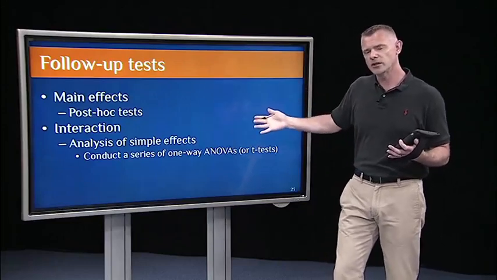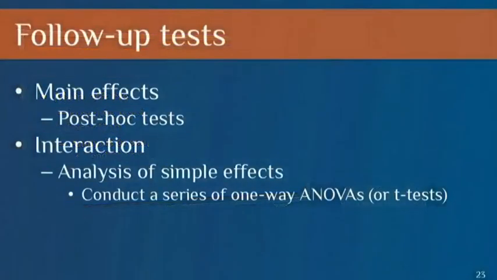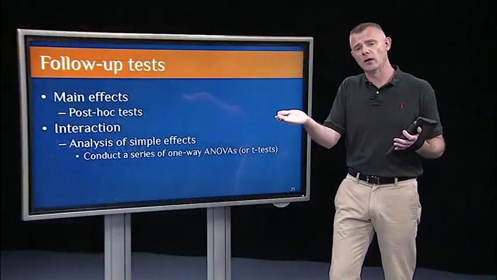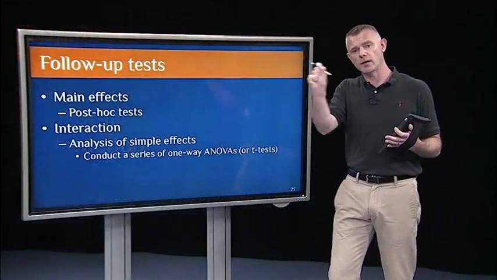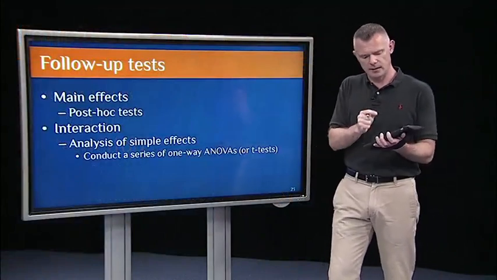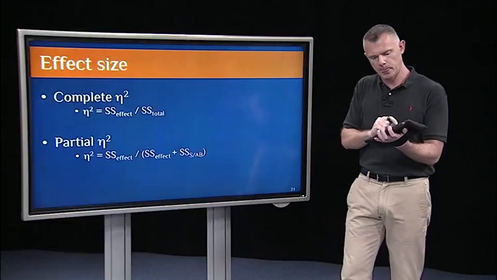Similar idea with interaction. If you have a significant interaction, you have to follow that up to see exactly where the interaction's coming from. And the easiest way to do that is by doing an analysis of simple effects. So you can just conduct a series of one-way ANOVAs across one level of the IV. You might even be able to pull it off with t-tests, as I'll show you in this example.